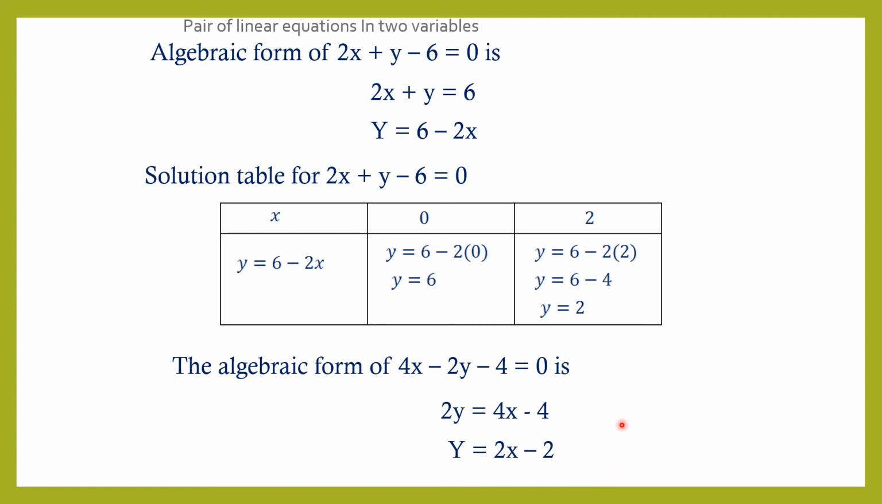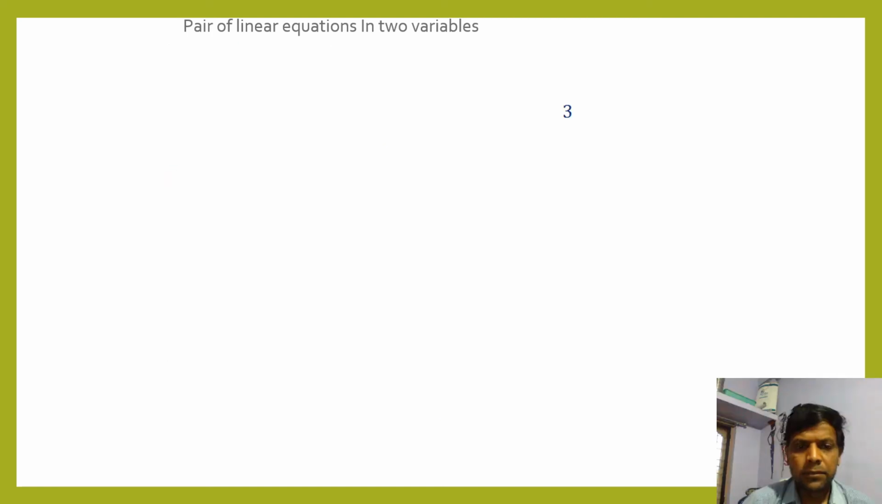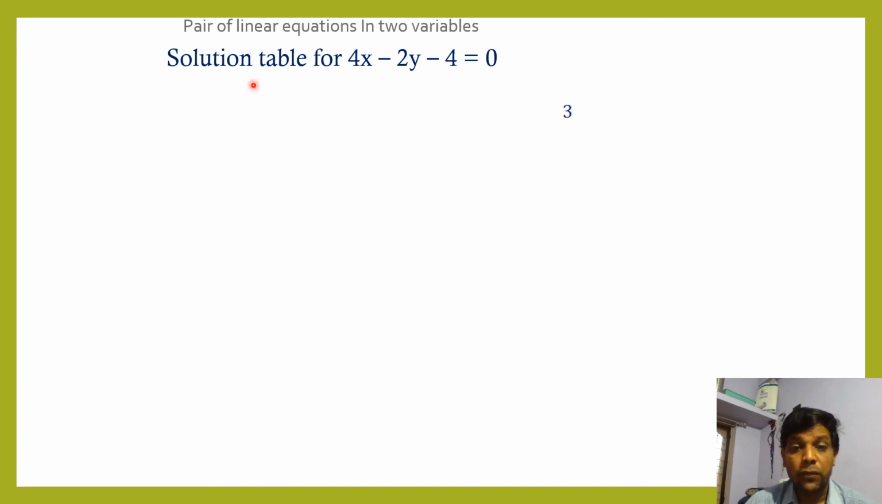So we are going to the graph. Draw the graph first. Look at the plotting of the points: x equals 0, y equals 6, and x equals 2, y equals 2, for equation 1. Clear? Now we are going to write down the solution table for the second equation, 4x minus 2y minus 4 equals 0.